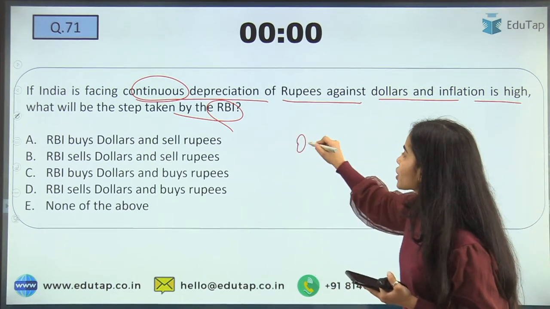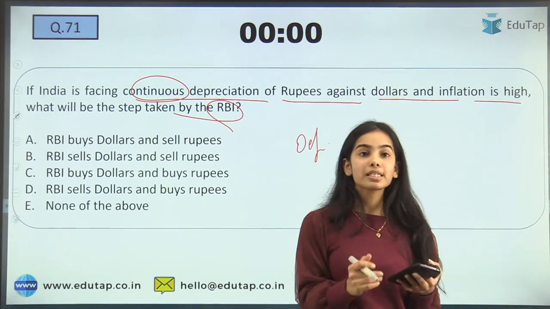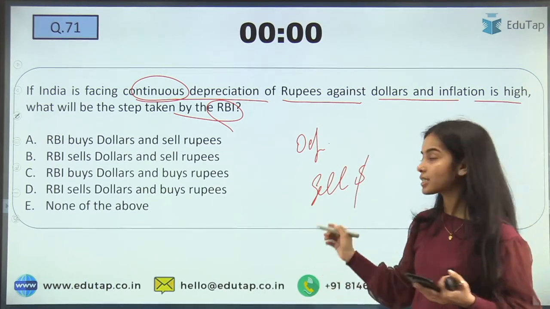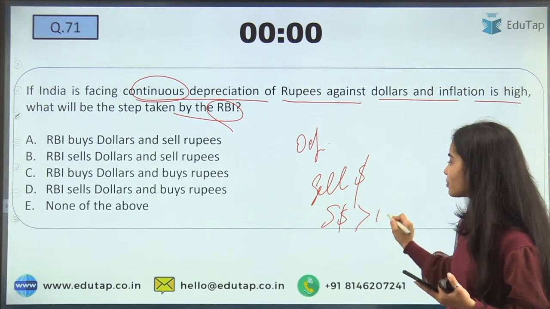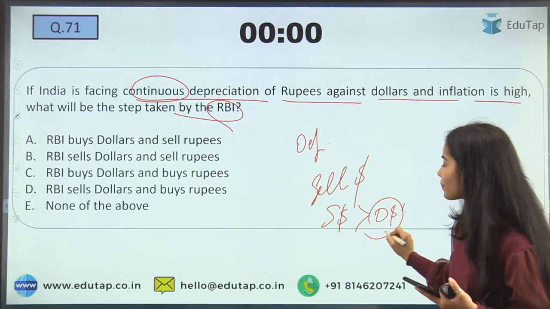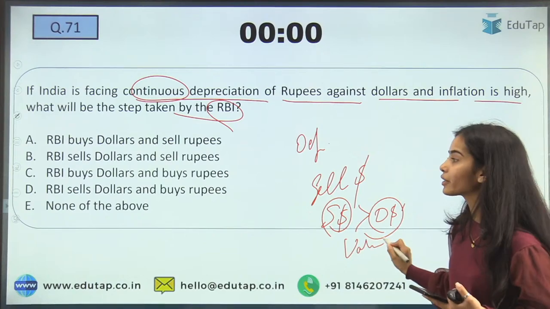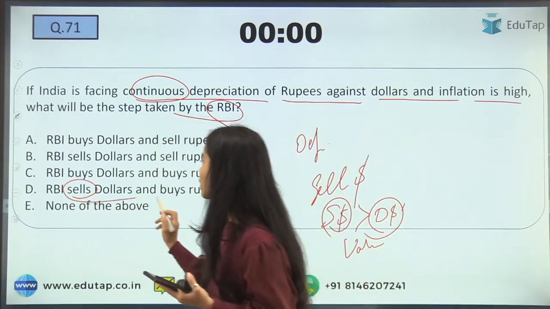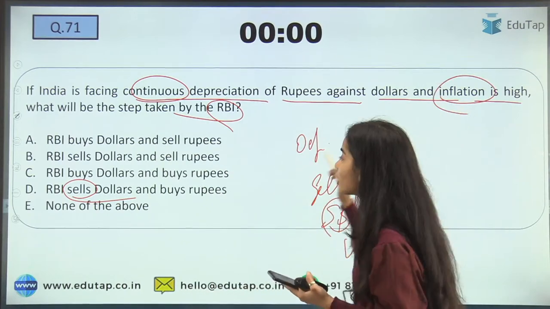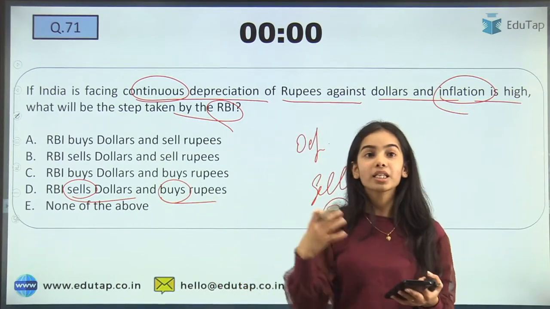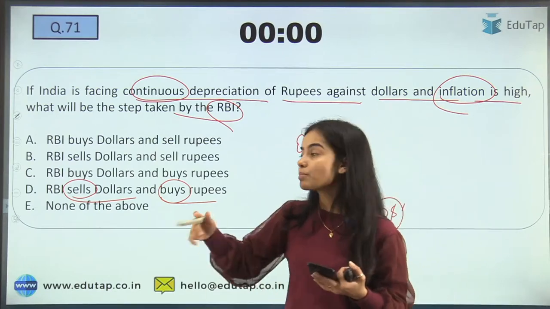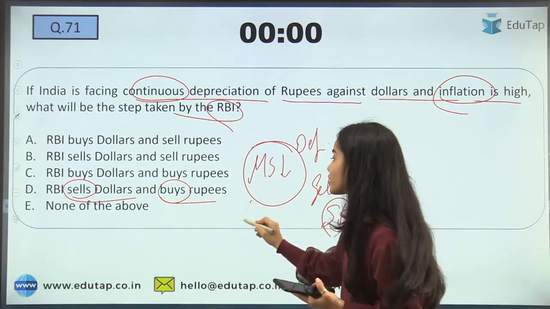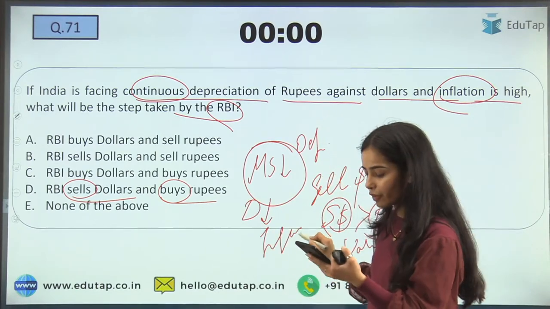So see, when the rupee is depreciating, we should sell the dollars, because if we sell the dollars, the supply of dollars will increase and the demand for dollars will decrease, and the value of dollars will reduce and the value of rupees against dollars will increase. So we should sell the dollars. And in the case of inflation, we should buy the rupees. If the RBI buys the rupees, less money supply will be in the economy, and this reduces the demand and will reduce the inflation.